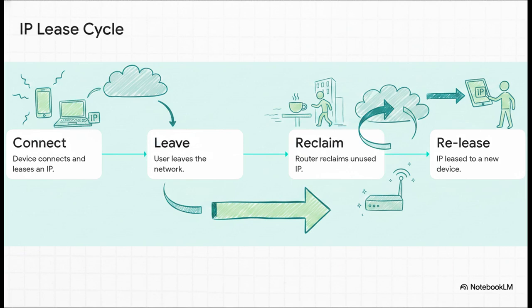Step 1. Your device connects and leases an IP address for a set period of time. Step 2. You finish your coffee, you leave the cafe, and you disconnect from the network. Step 3. The router realizes you're gone and smartly reclaims that unused IP address, tossing it right back into its available pool. And Step 4. A brand new customer walks in, and that exact same IP address is leased out to their device. It's a constant, seamless cycle of intelligent recycling.